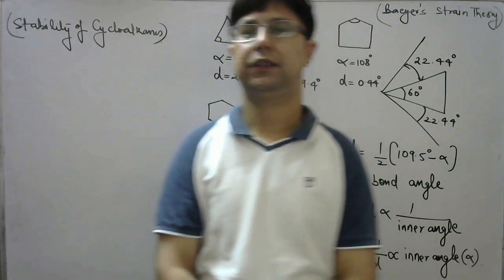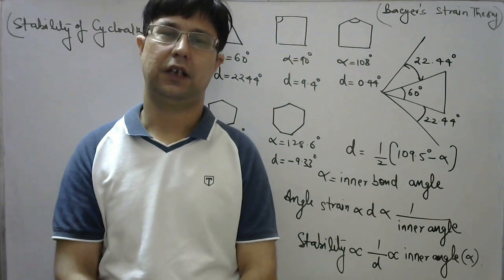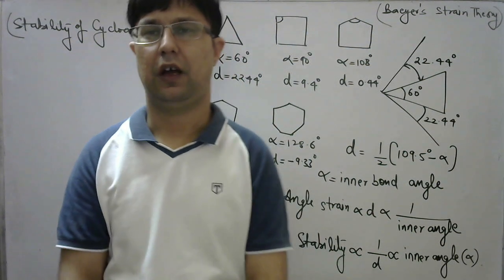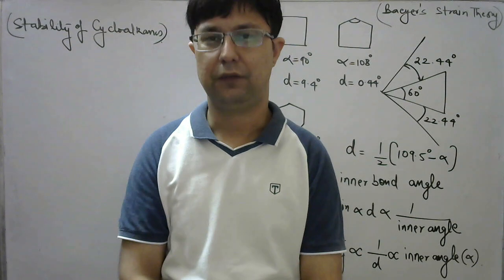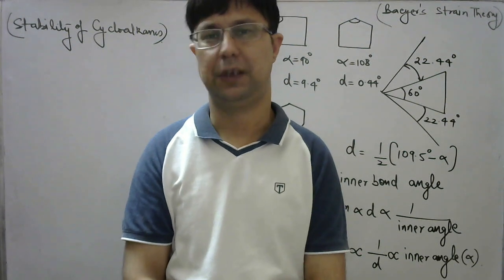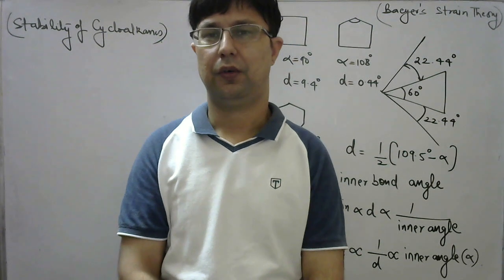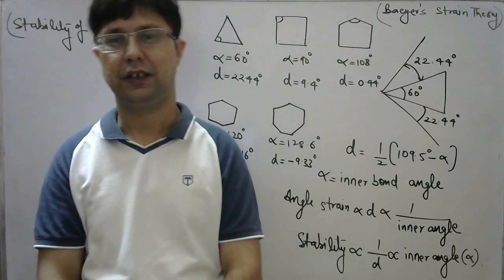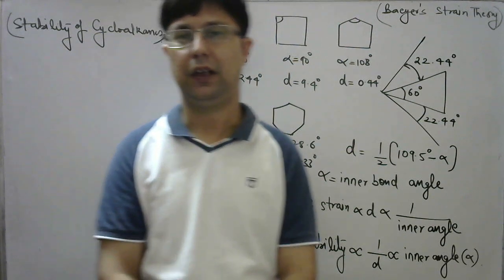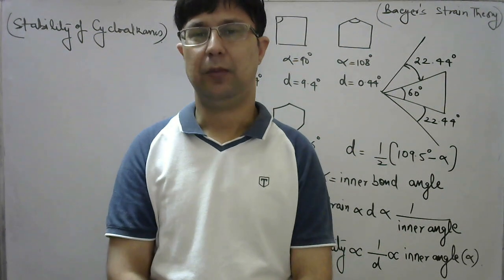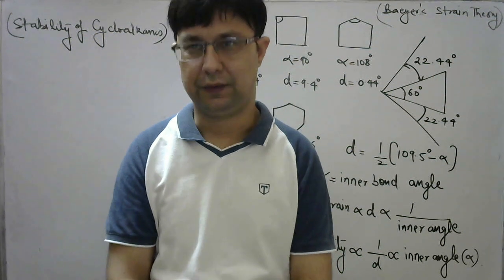Good morning, students. In the last class on my channel, I discussed with you the different conformers of ethane, the staggered form, the eclipsed form, and their stability. As I told you in the last class, in the next session I will be discussing the conformers of cyclohexane, the stability of different forms of cyclohexane.